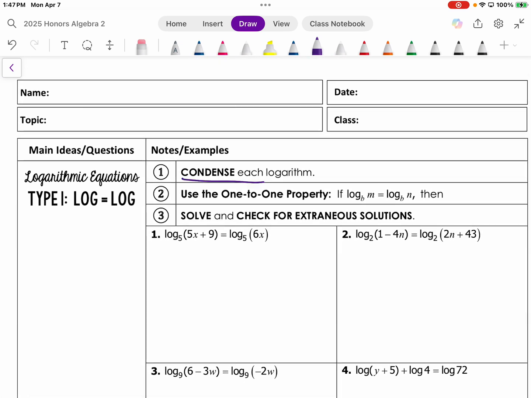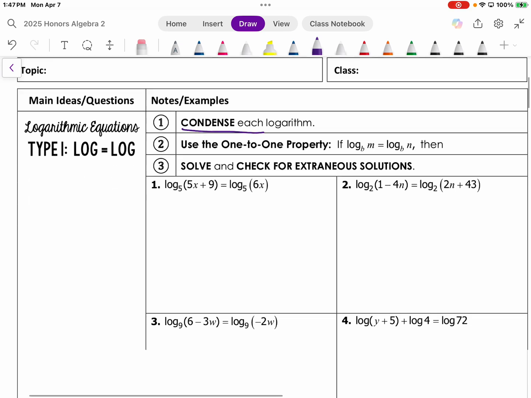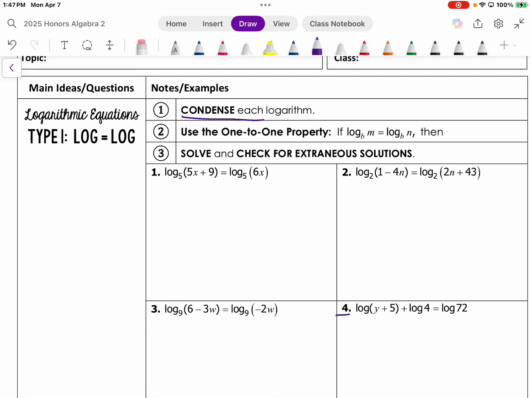So that's what this first statement is. That mainly comes into problem number 4. On problem number 4, we have to condense first before we can do anything. So on number 4, just a little note: on problems 1, 2, and 3, we don't have to do any condensing. We can go ahead and use the one-to-one property, which is what we're allowed to do. And then we go through the process and we solve for x.